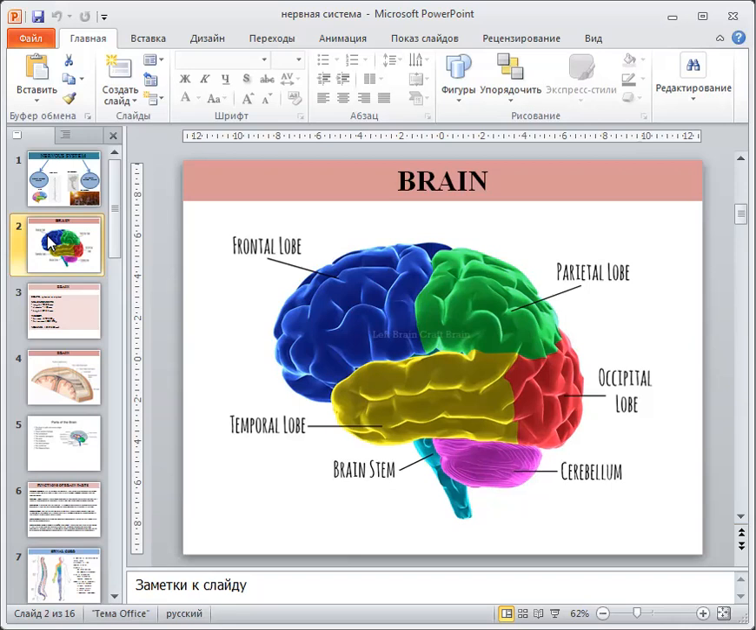Each brain hemisphere is divided into four large lobes: the frontal lobe, parietal lobe, occipital lobe, and temporal lobe. Each hemisphere is divided by furrows. The lateral furrow is the deepest, called the Sylvian furrow. The central furrow is called Roland's furrow, and the third one is the parieto-occipital furrow.